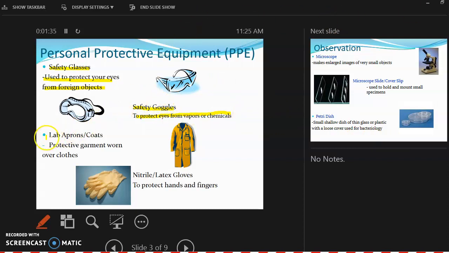So lab aprons or lab coats is a protective garment worn over clothes. Okay, this is just worn to protect your clothes. And then latex gloves are used to protect the fingers and hands. Okay, so gloves are going to be used to protect your hands and your fingers.